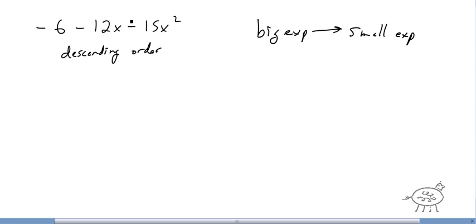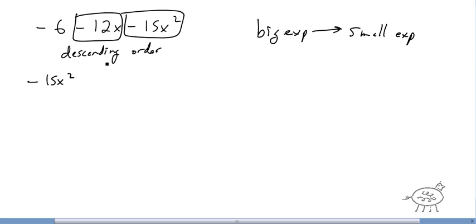So, this is the deal. Negative 15x squared goes here. Then negative 12x goes there. And then negative 6 goes there. That is in descending order. Alright, so that's actually the first step you're going to do for any factoring problem. You've got to put it in descending order.